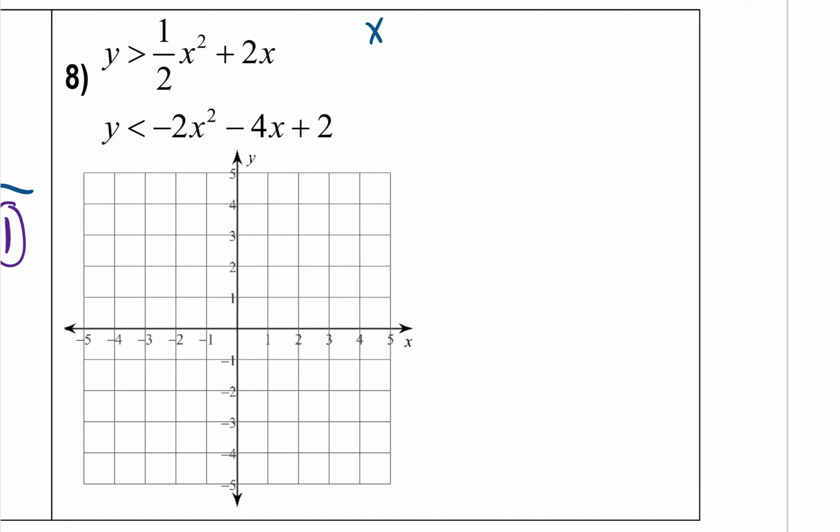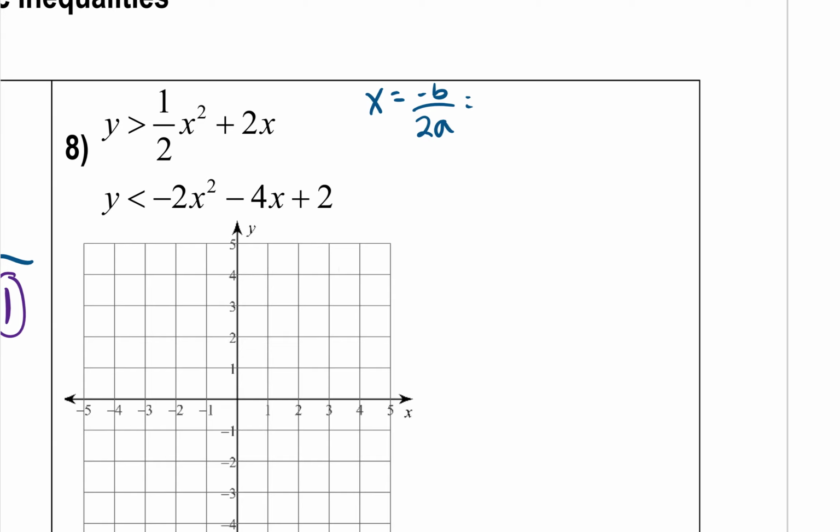I start off with x equals negative b over 2a, which gives me, oh, I didn't even label. Sorry, let's label first. So I have a, b, and c. And notice if I don't have a c, it's 0, because that's the same thing as plus 0. Then I have a, b, and c down here. Alright, so now we can go back. So negative b is negative 2 over 2 times 1/2.